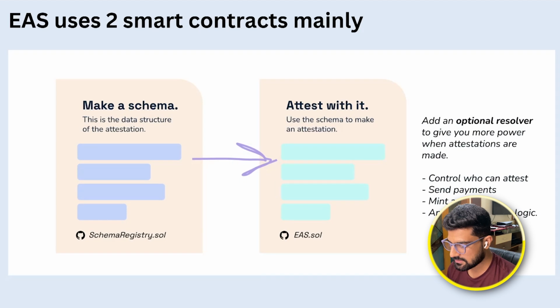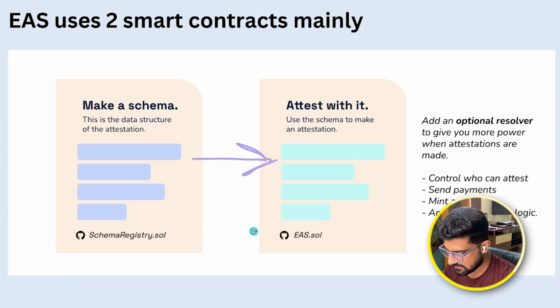Now let's talk about the magic behind attestation, the smart contracts. So EAS uses two smart contracts mainly. The first one is SchemaRegistry.sol and the second is EAS.sol. Let's talk about SchemaRegistry.sol. This contract manages the schemas used for attestation. A schema defines the data structure for the attestation, like what data points are needed. For example, if you are attesting to someone's attendance at an event, the schema might include fields like event ID, location, and time. It allows developers to register new schemas, ensuring that all attestations follow a standard format.